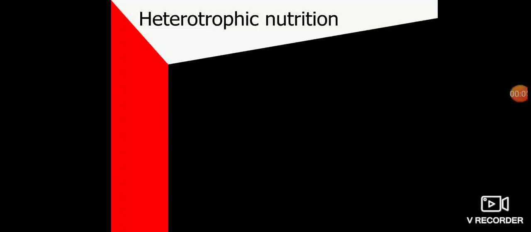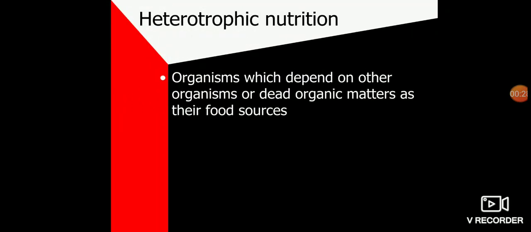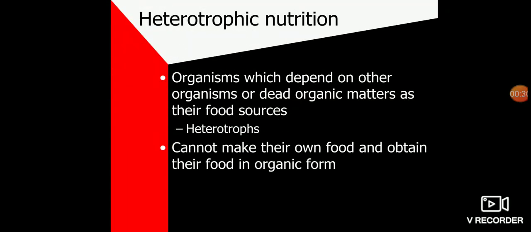Children, in the last videos, I have explained the nutrition in plants, in green plants, or you can say the autotrophic nutrition. I, Sutapa Biswas, am going to explain today the heterotrophic nutrition. You have learned that nutrition is of mainly two types, autotrophic nutrition and heterotrophic nutrition.